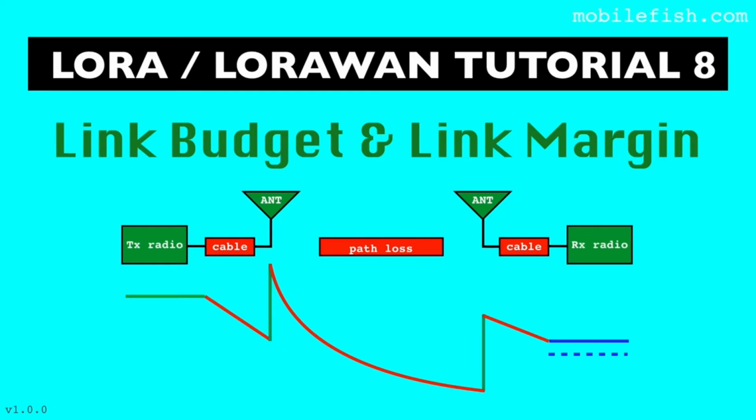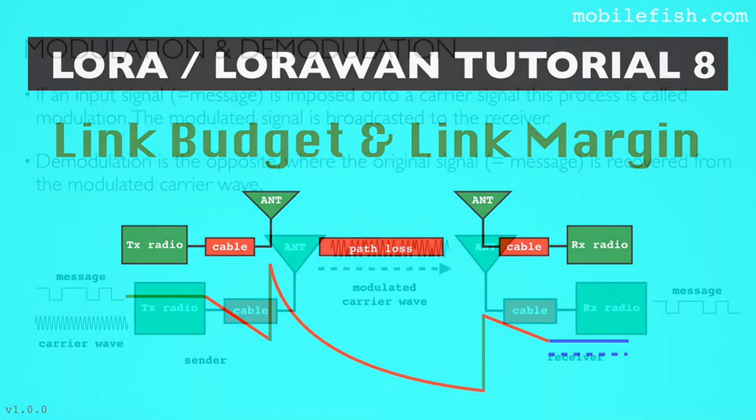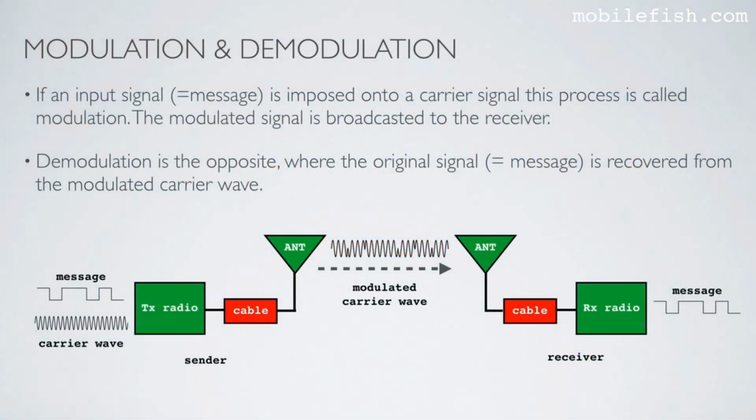In this tutorial, I will explain what link budgets, maximum link budgets, and link margins are. But first I need to explain what modulation and demodulation means. If an input signal, aka message, is imposed onto a carrier signal, for example this carrier signal, this process is called modulation. The modulated signal is broadcasted to the receiver. This is the modulated signal. Demodulation is the opposite, where the original signal is recovered from the modulated carrier wave.